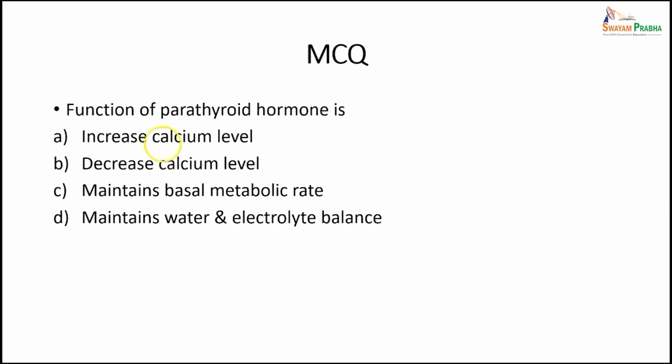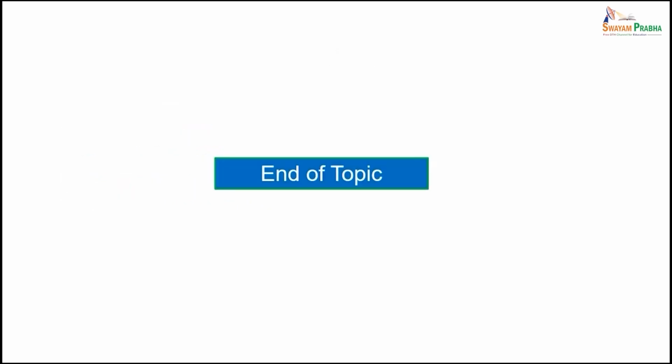The next question is, the function of parathyroid hormone is: Option A, it increases the calcium level. Option B, decreases the calcium level. Option C, maintains basal metabolic rate. Option D, it maintains water and electrolyte balance. The function of parathyroid hormone is that it increases the calcium level by increasing the resorption of calcium from the bones, resorption of calcium from the kidney tubules, and also increases the absorption of calcium from the gut cells. With this, we end the session.